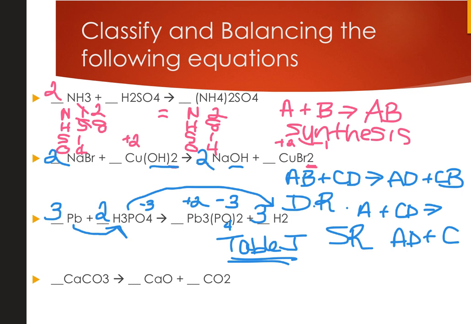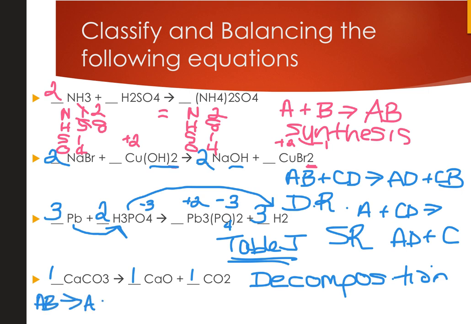All right, and on the last one here, I have CaCO3, which breaks down into CaO and CO2. So this is actually balanced. I have 1 Ca on both sides, 1 C on both sides, and 3 O's. So I don't have to do anything. All of these coefficients are essentially 1s, which we don't write. And this is going to be decomposition, because it has the format of AB yields A plus B.